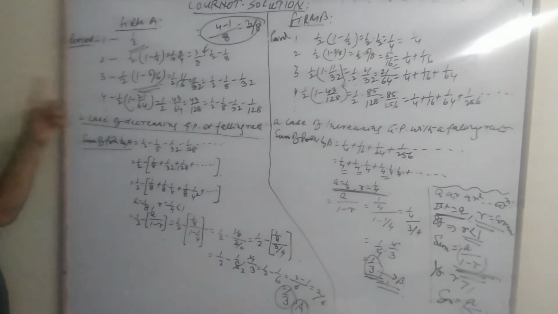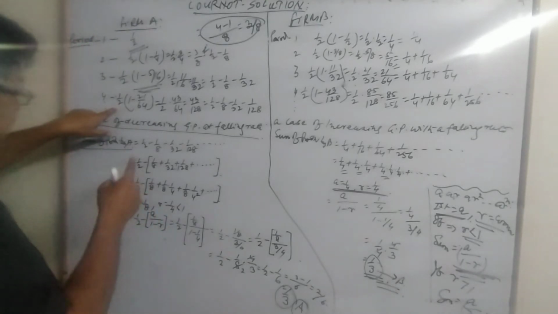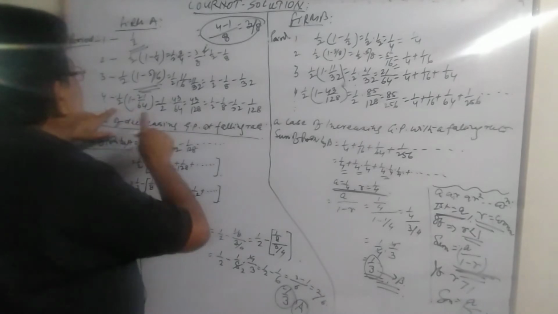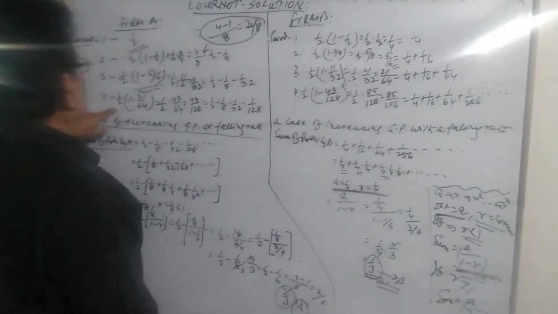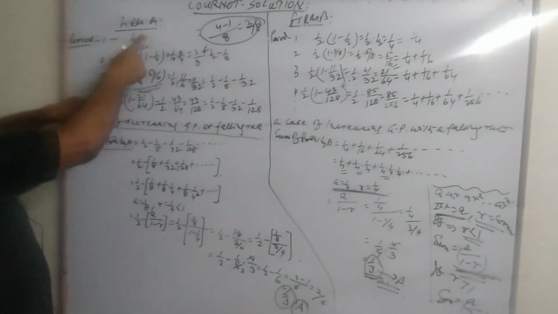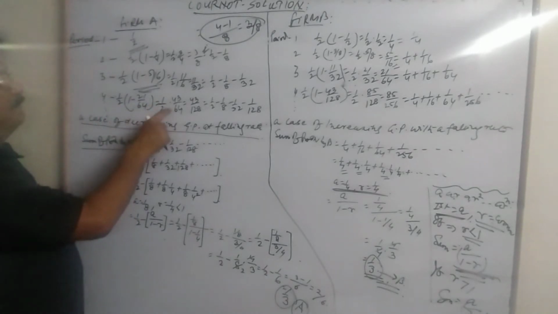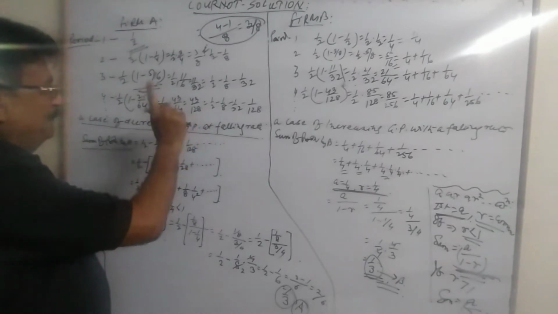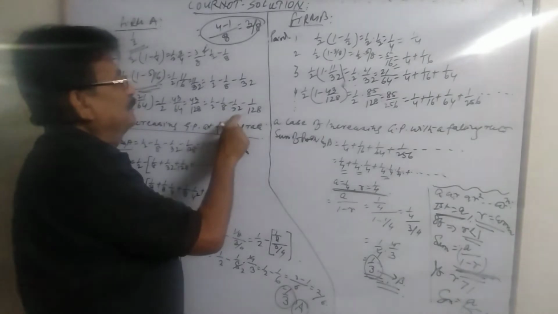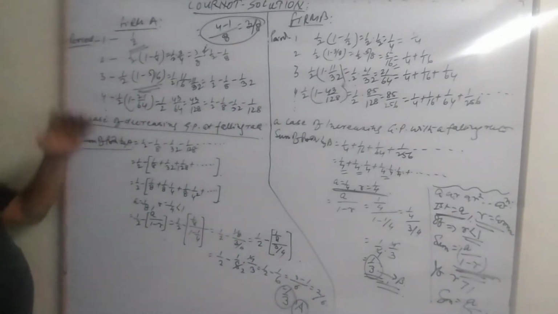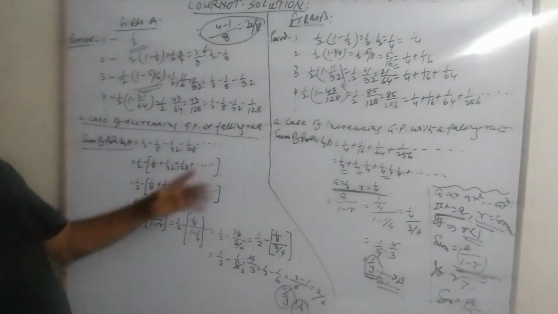Now what happens in period 4? In period 4, firm A would produce half of the remaining demand. What would be the remaining demand? In period 3, firm B has produced 21 by 64. So in period 4, for firm A, the remaining demand would be 1 minus 21 by 64. This would be half into 43 by 64, that is 43 by 128, and this 43 by 128 could be written as half minus 1 by 8 minus 1 by 32 minus 1 by 128. This is how the chain of action and reactions continues in the Cournot model, and this is how this model works.